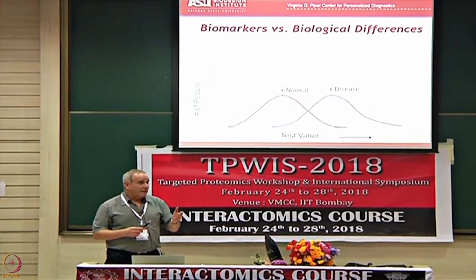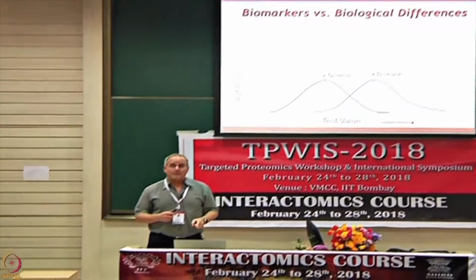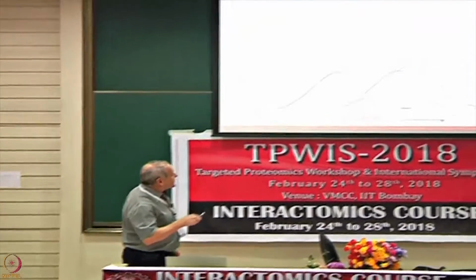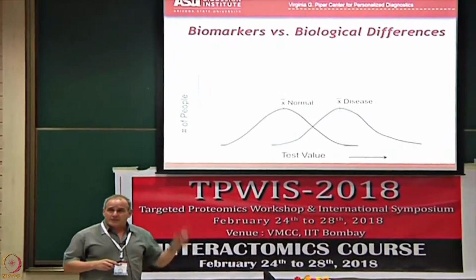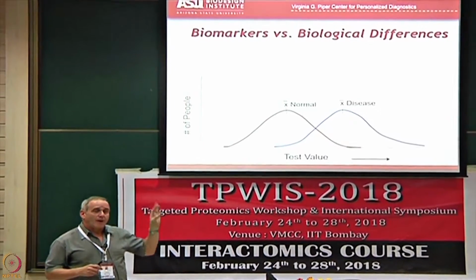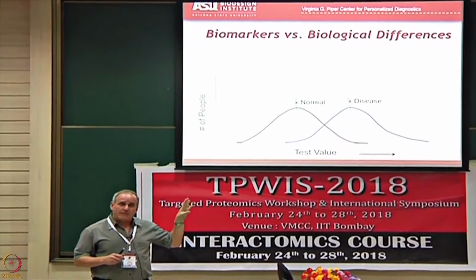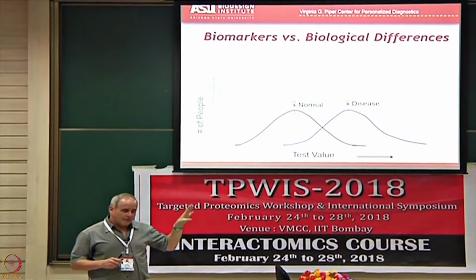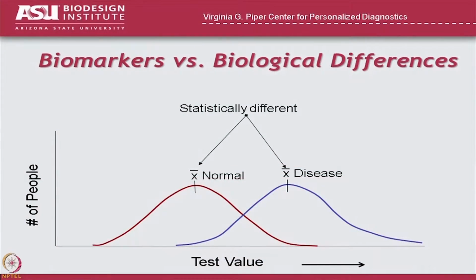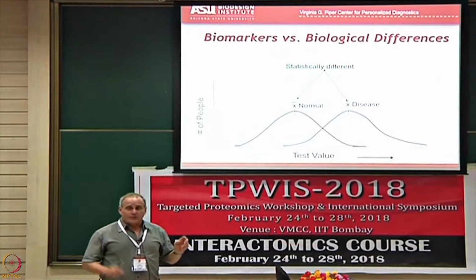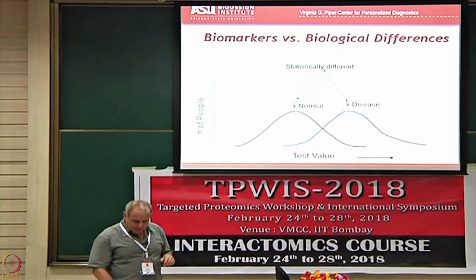The overlap, that is the problem, right? The overlap, this right here. This particular measurement, while probably significant in terms of the biology, is not a good biomarker. So those two values are statistically significant. There's no question. They will have a very good p-value. So you'll be tempted to say it's a good biomarker.